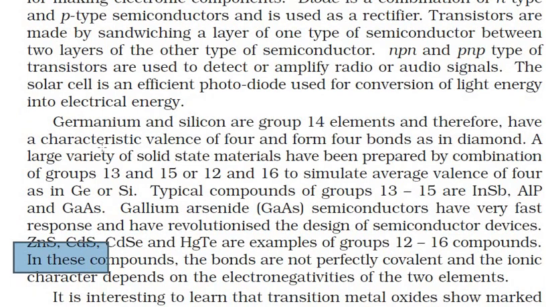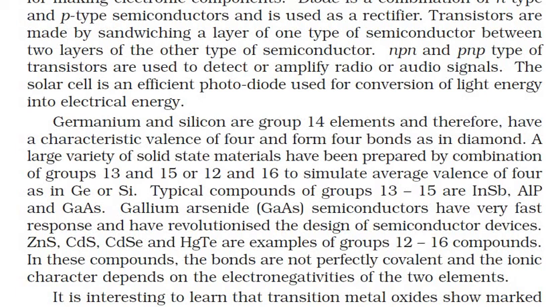Now moving to the next part, germanium and silicon are group 14 elements, and therefore they have a characteristic valence of 4 electrons. They have 4 valence electrons, and they can form 4 bonds as in diamond. So a large variety of solid state materials have been prepared by the combination of group 13 and group 15 or group 12 and 16, and this simulates the average valency of 4 as in germanium and silicon. So one typical example is gallium arsenide.